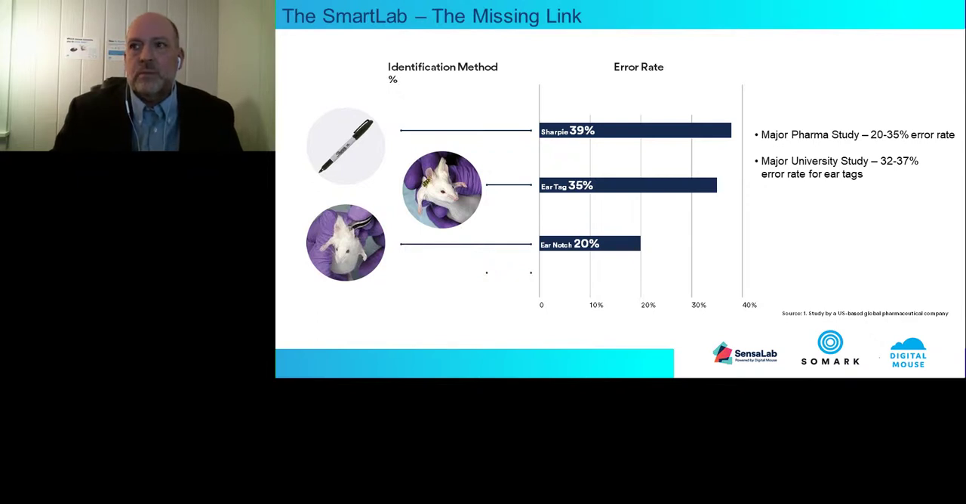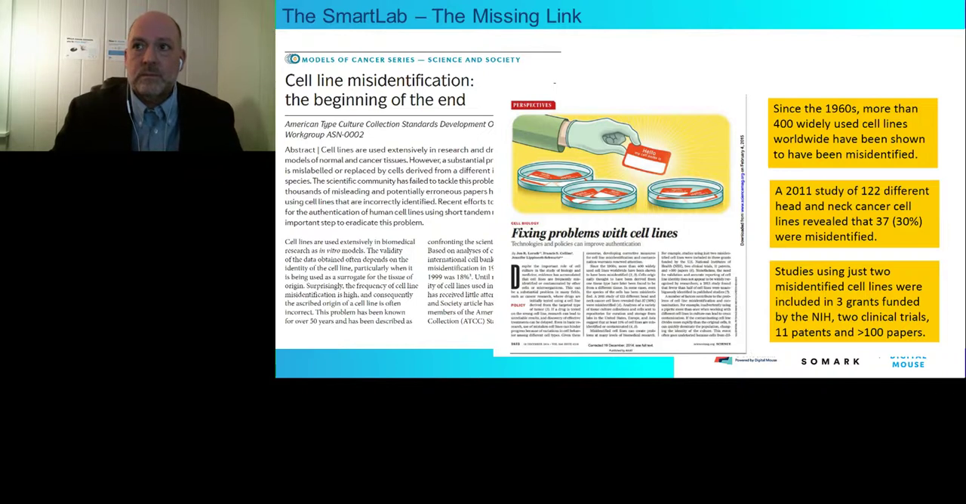To give you two examples, in preclinical research, the use of rodents accounts for over 70% of all in vivo research, and the most common methods of animal identification are permanent pen marks, ear notches, and metal ear tags. Research has shown these methods of identification are prone to misreading errors at rates between 20 and 40%. In addition to animal models, the NIH recently reported significant levels of misidentification with cell lines.